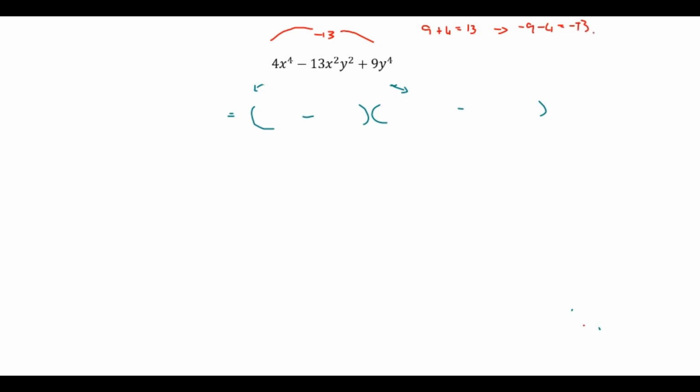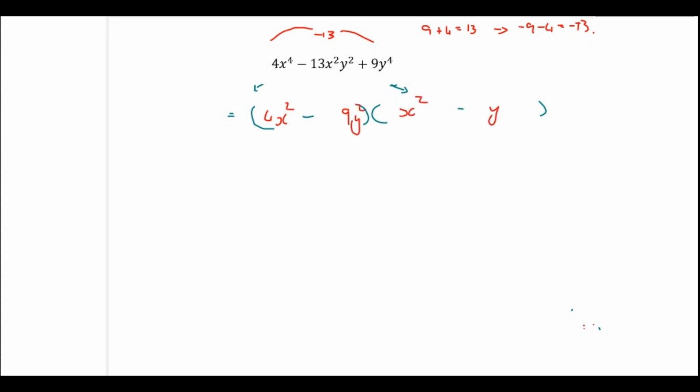Cool. So if I had to put 4 and 9 here, and then split the x to the power of 4 into x squared and x squared, and the y to the power of 4 into y squared and y squared, testing that, we get what is 4x squared times x squared. There it becomes 4x to the power of 4, which is our number here. Then we get, okay, it's cool, so 4x squared times minus y squared becomes minus 4x squared y squared.